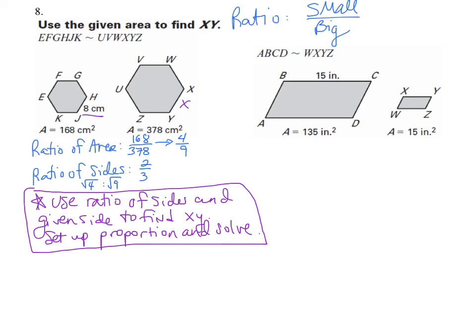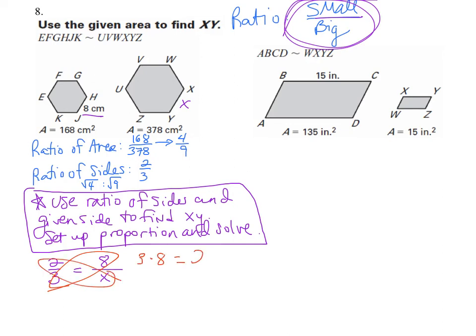So we're starting with the ratio of the sides. That's my 2 to 3. And remember, it is the small over the big up here. All right, so with my 8 and my x, 8 comes from the small, so that goes on top. My x comes from the big, and that's on the bottom. So again, we need to cross multiply. So 3 times 8 equals my 2 times x. So we get 24 equals 2x. So when I divide by 2, my x is equal to 12.